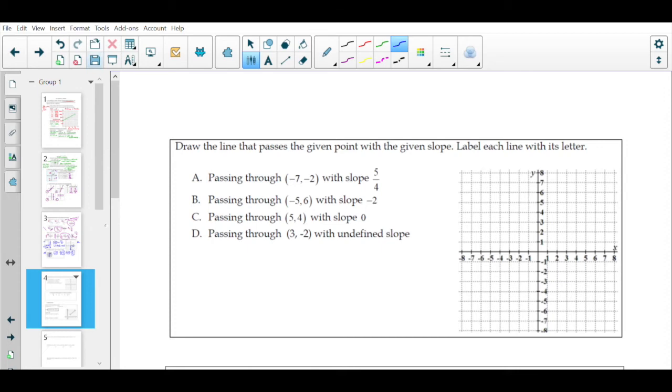Draw the line that passes through the given point with a given slope. Label each line with its letter. Let's do letter A. Passing through -7, -2 with a slope of 5/4. -7, -2, there it is. And we have a slope of 5/4, so a rise of 5, 1, 2, 3, 4, 5, and a run of 4, 1, 2, 3, 4. Let's do one more, 1, 2, 3, 4, 5, 1, 2, 3, 4.